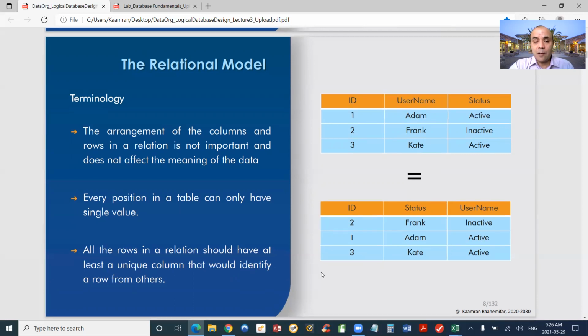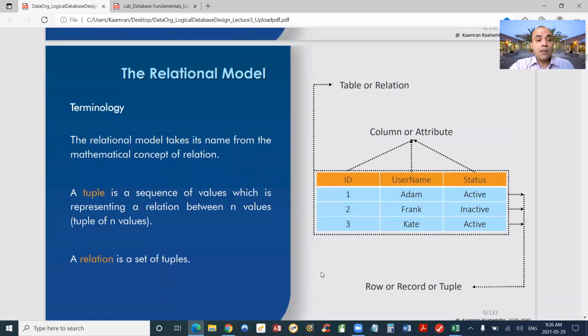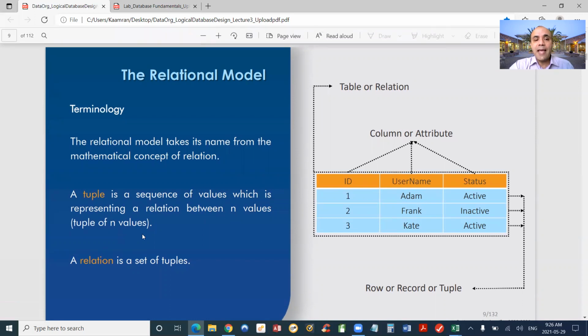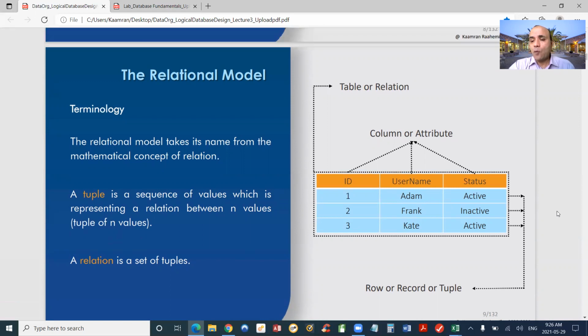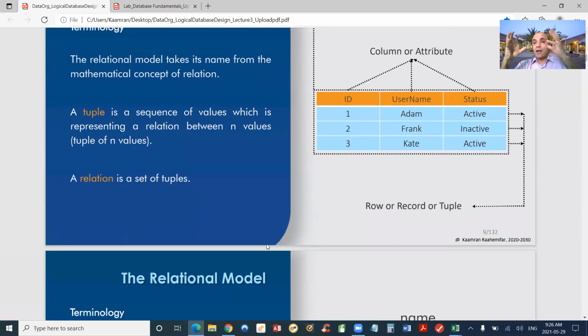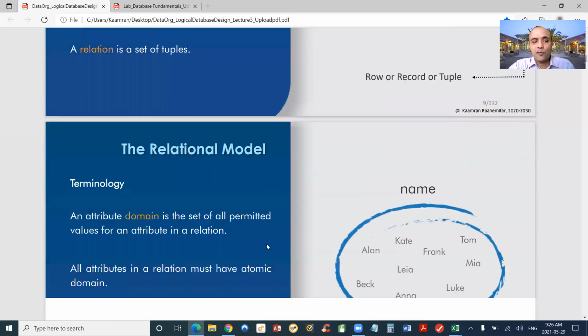So that's understandable. A tuple is a sequence of values which is representing a relation between n values. A tuple of n values. This is actually the mathematical expression of this tuple or row or record. That's what we could eventually refer to. A relation is a set of tuples. Of course, I put them all together, I make a table, and this is a spreadsheet. So let's get used to this.